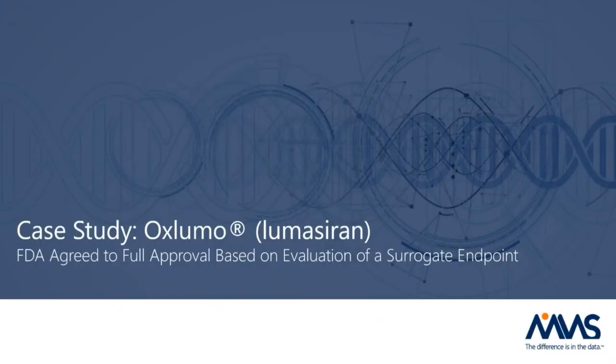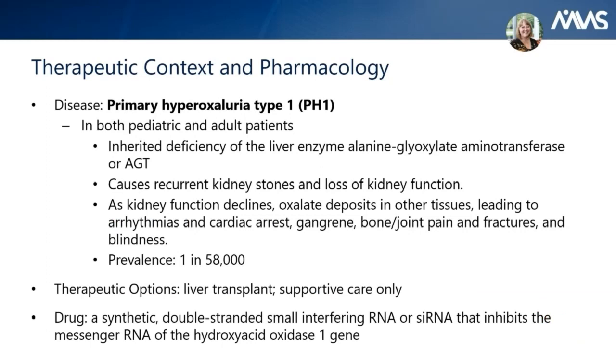So I'd like to go into a case study that demonstrates the power and importance of endpoint selection and the FDA's willingness to use their scientific judgment wherever possible, rather than setting a standard that is so high that it's unattainable in the context of a rare disease population. So let's start out by talking about the therapeutic context.